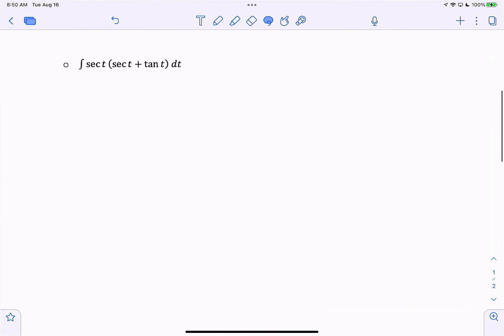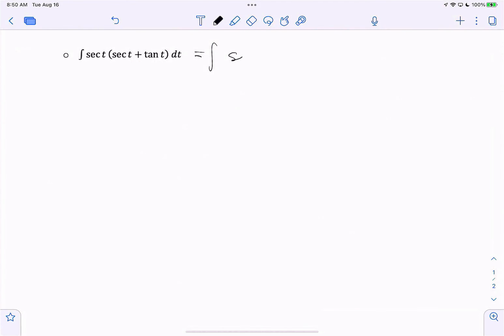Our next example involves trigonometry. We are looking at the indefinite integral of the secant of t times the quantity of secant of t plus tangent of t dt. We do not have a product rule for integrating in the same way we have a product rule for differentiating. And so I'm going to distribute in the integrand. And when I distribute the secant of t, I have secant squared of t plus the secant of t times the tangent of t. Now, that's multiple terms, so I'm going to use parentheses here, dt.